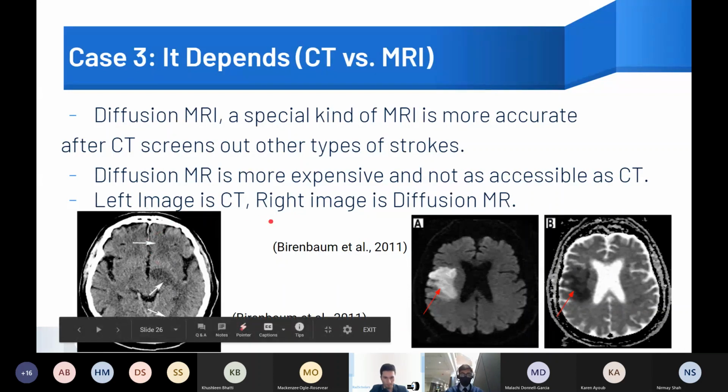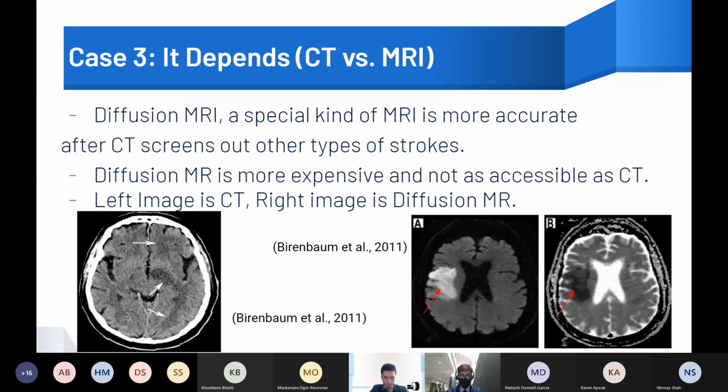But any questions on case three, CT versus MRI for this? It's a question of access and accuracy. But if you have any questions, just put them in the chat and I'll get to them at the end.